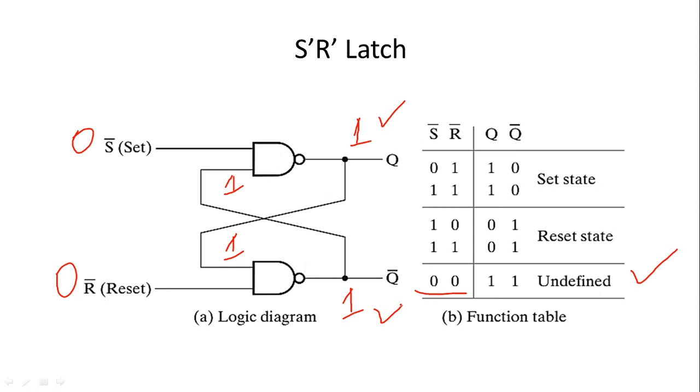So for an input combination of 0 0, our S complement R complement latch will give Q as 1 and Q naught as 1 again. So it means the latch is set and reset at the same time. So this is not possible, so we refer to this state as undefined. A latch can be in the set or reset state at a time.